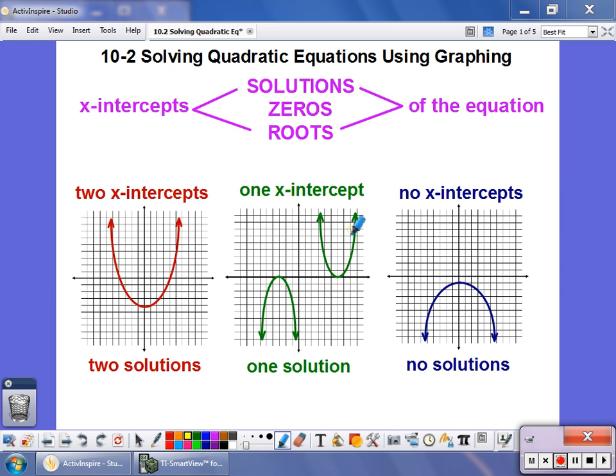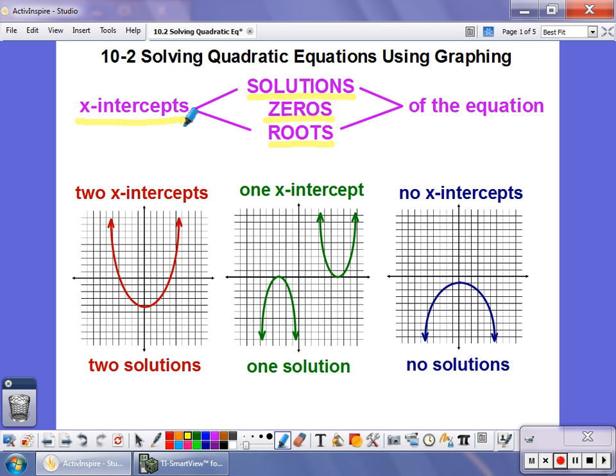Today we're going to talk about solving quadratic equations using graphing. Now, when we talk about solving quadratic equations, you may see the words solutions, find the solutions. You might see the words find the zeros or find the roots. All three of these terms mean the same thing. And solutions, zeros, and roots are really referring to the x-intercepts that you get when you graph a quadratic equation.